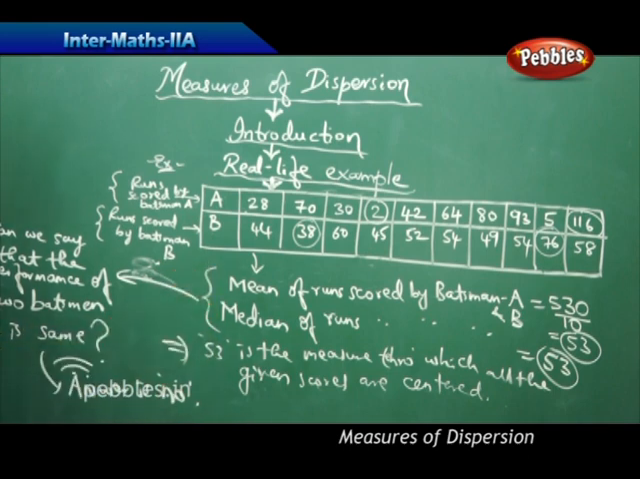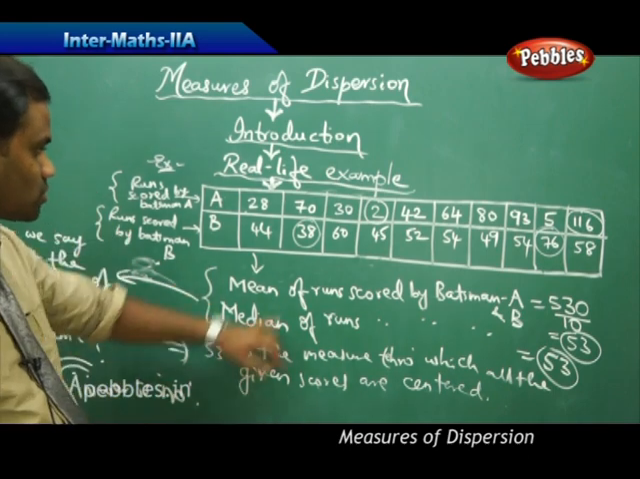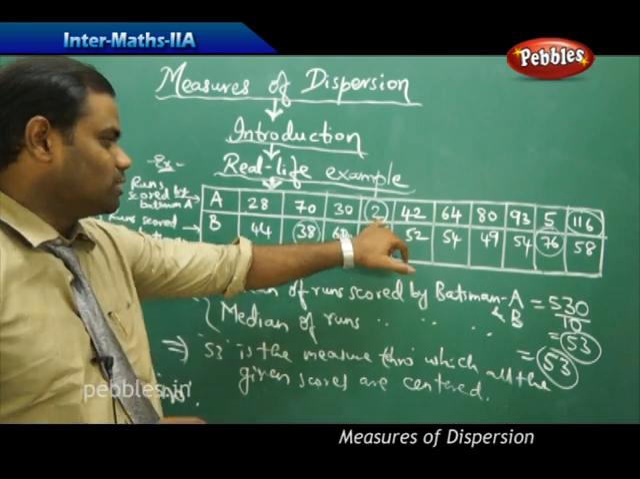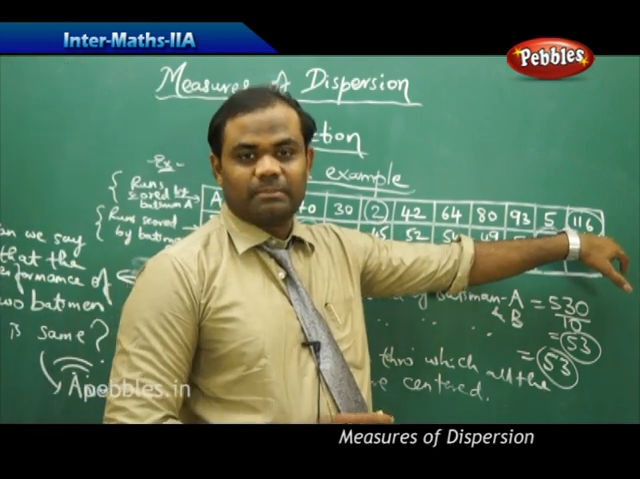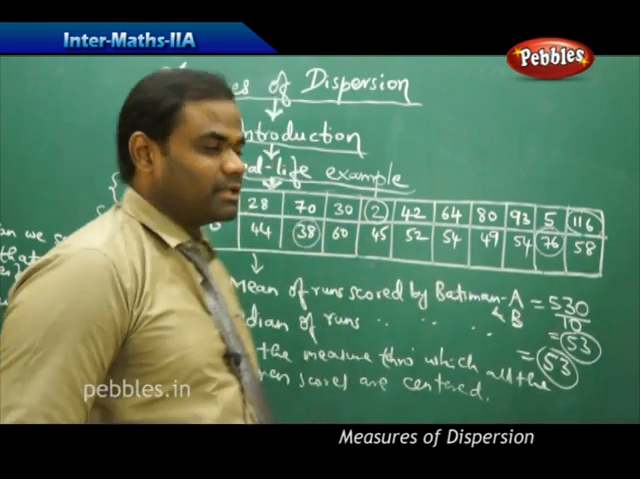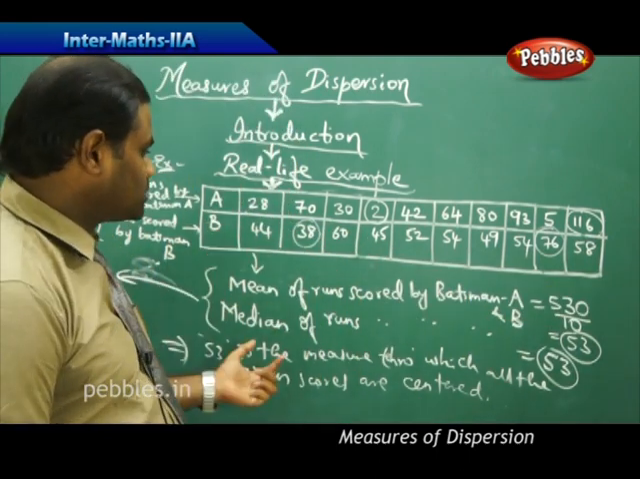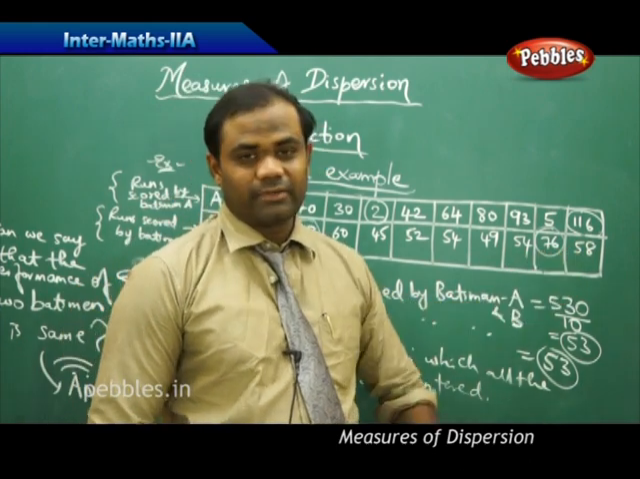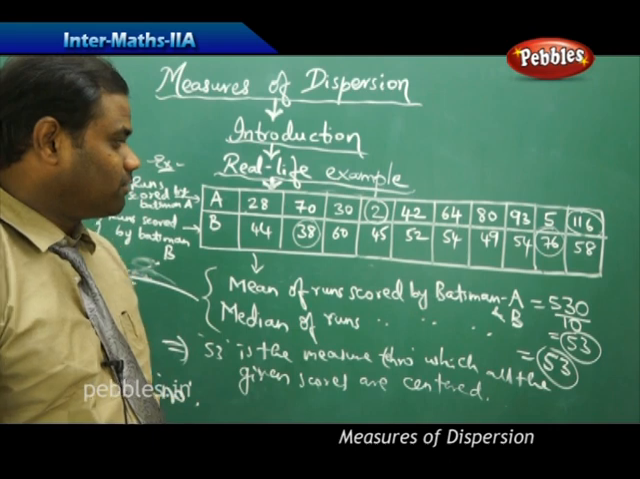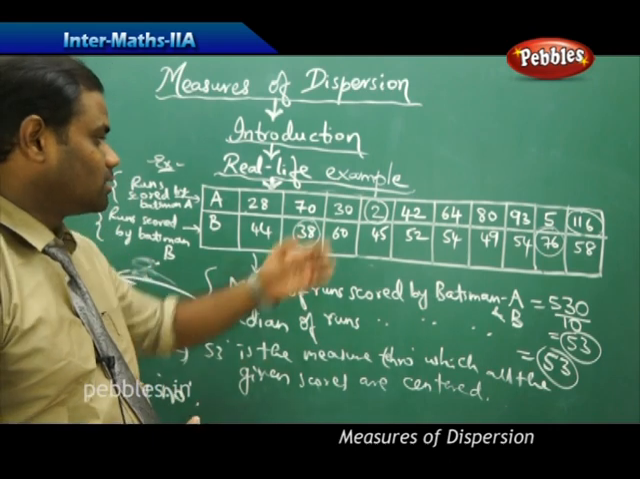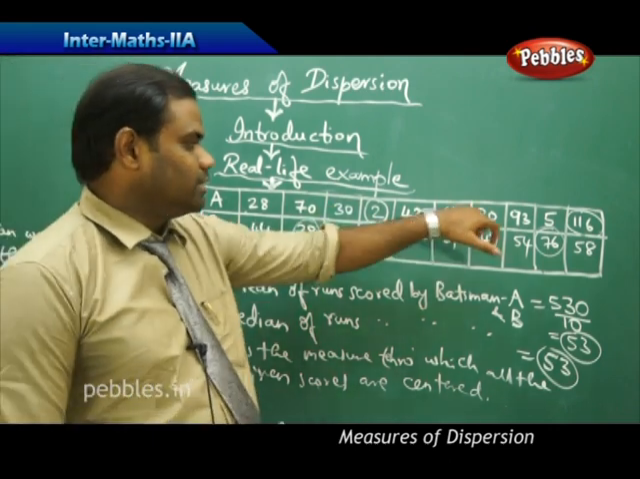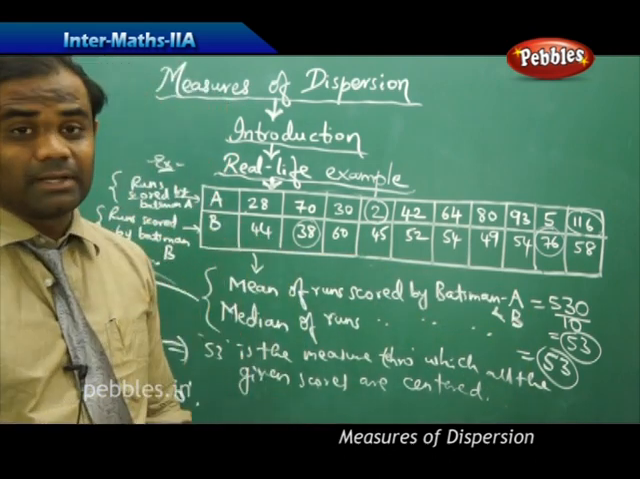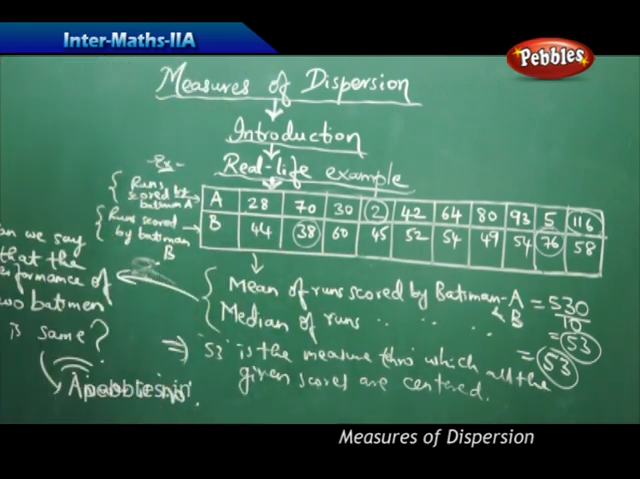no. Why? Because the least of the scores which the batsman A has scored is 2, and the highest which the batsman has scored is 116. But in case of batsman B, the least of the score is 38 and the highest score which the batsman has scored is 76. So certainly the performance may not be the same, because there are various scores in each of the matches which are differing for batsman A and batsman B. So the answer for my question, can we say that the performance of two batsmen is same? The answer is strictly no.